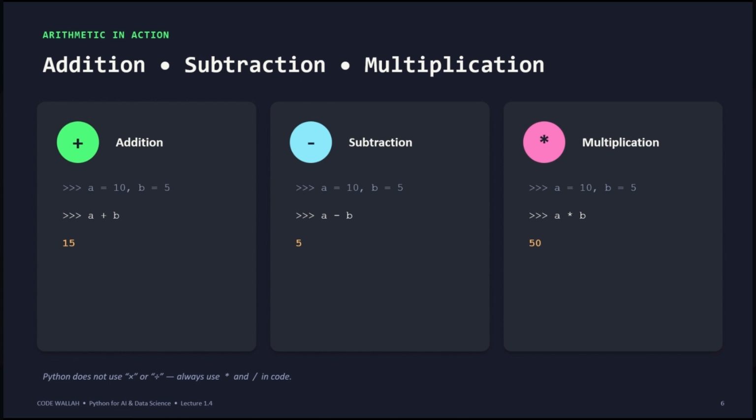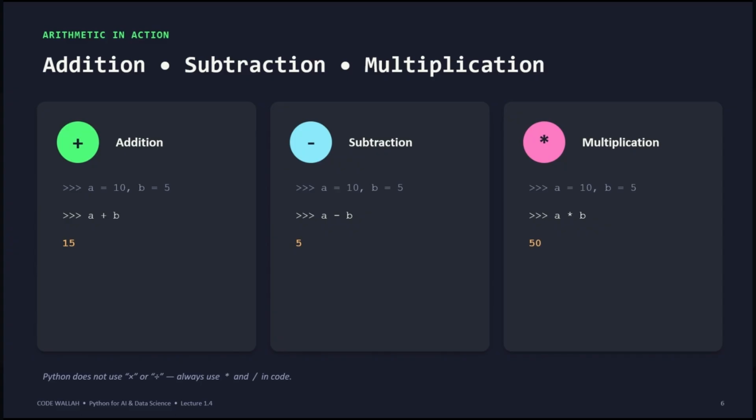Multiplication. The asterisk is used for multiplication. a equals 10, b equals 5. print(a * b). Output: 50. Notice something important here. In Python, we do not use the times symbol for multiplication. We use the asterisk. So remember, Python multiplication equals asterisk.